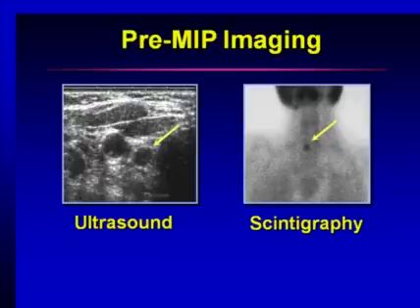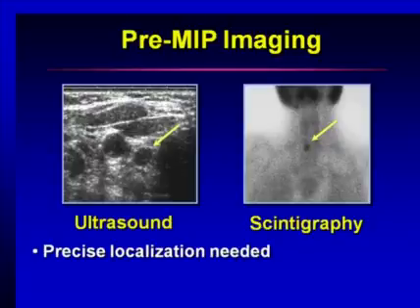Here on both ultrasound and scintigraphy, we've confirmed there is a hyperfunctioning nodule consistent with a parathyroid adenoma in this location in the neck, so the patient or the surgeon knows where to make the incision, the small incision, to remove this adenoma. So the precise localization is needed.